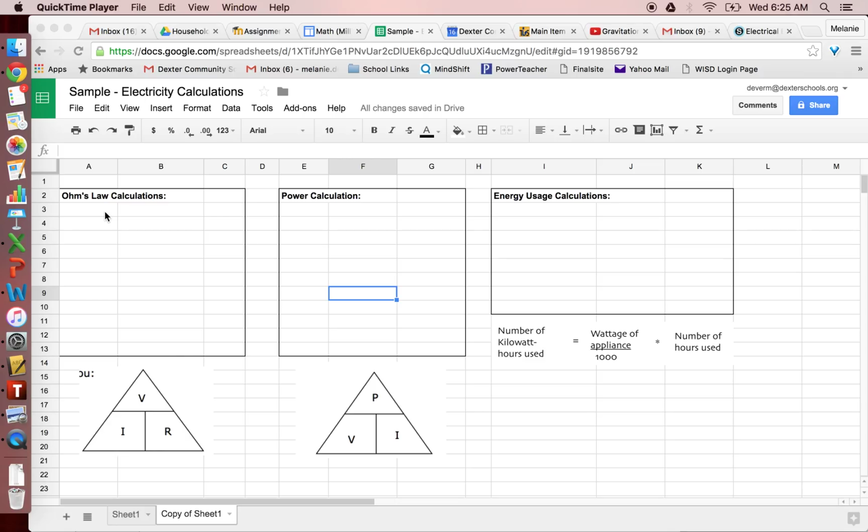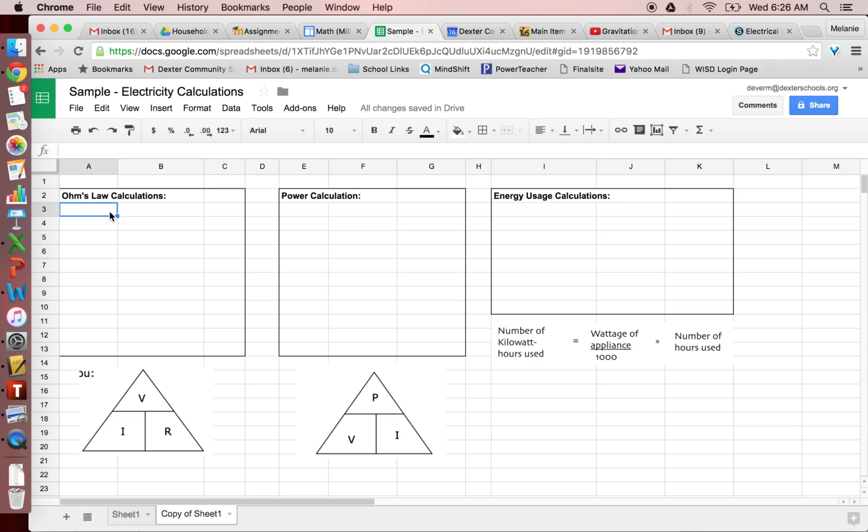Let's start with Ohm's law. I pasted a copy of the triangle below here. Remember, the way that this triangle works is that if we want to find one quantity, for example, voltage, we cover up the quantity we're trying to find, and what's left behind is the formula. So if we want to find voltage, we can multiply current, that's I, by resistance, that's R. So let's see how we would set that up in a spreadsheet.